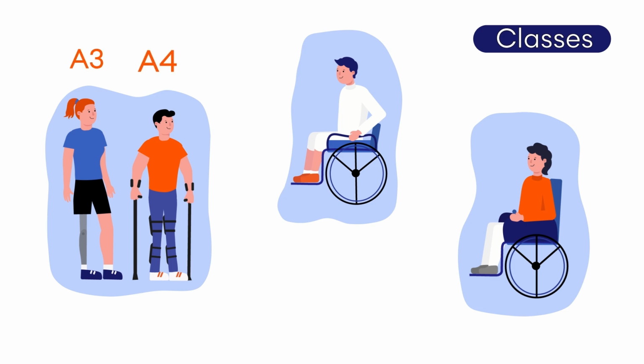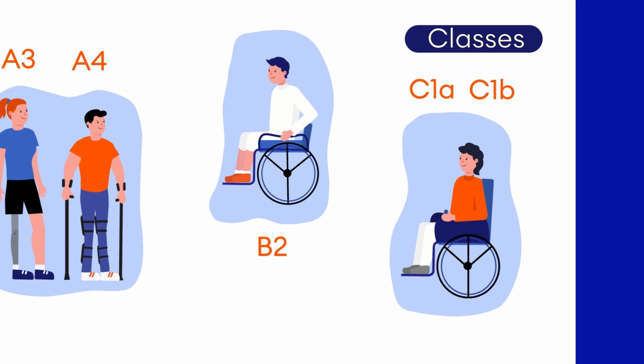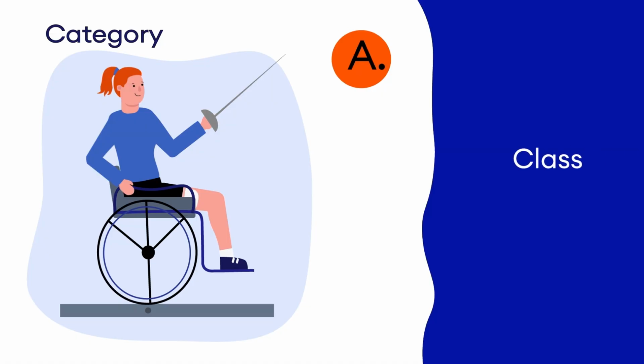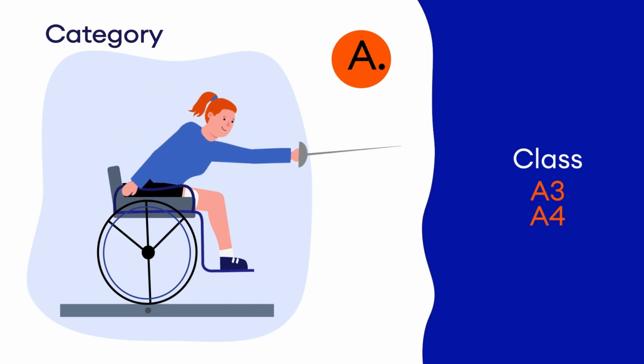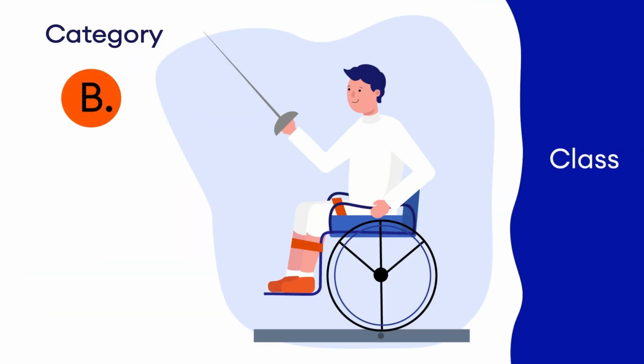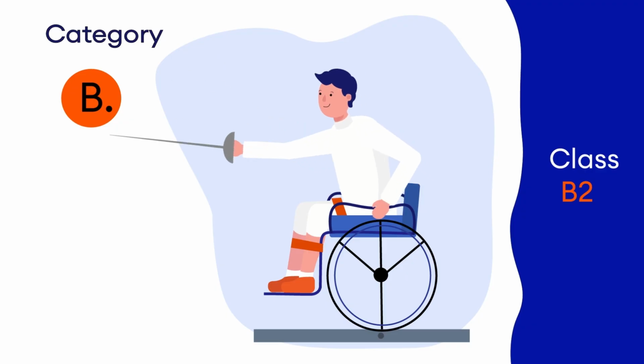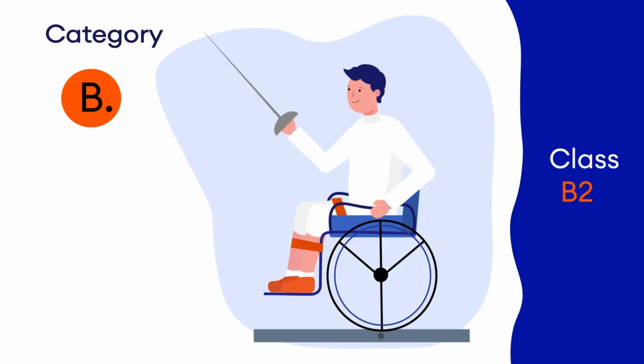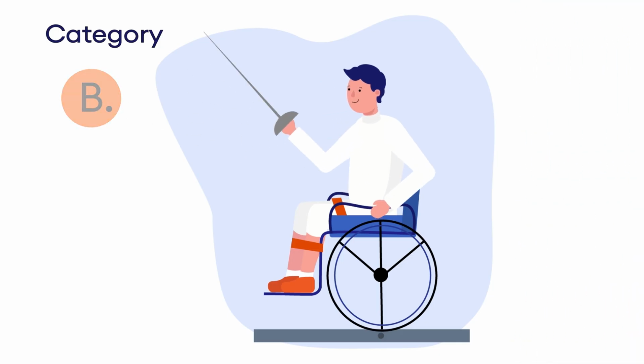Para fencing has 3 categories and 4 classes. Category A has 2 classes, Class A3 and Class A4. This category is for athletes with good sitting balance and either with or without the support of lower limbs and who have an unaffected fencing arm. Category B has 1 class, Class B2. Athletes in this category have a fair sitting balance and normal or minimally affected fencing arm.